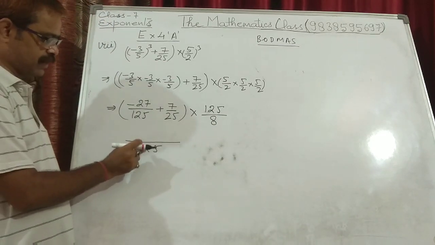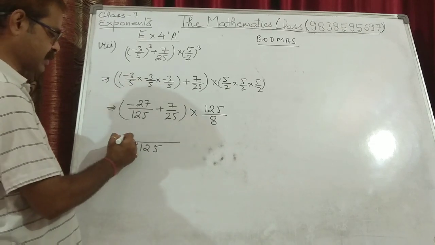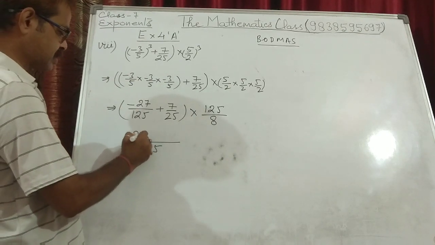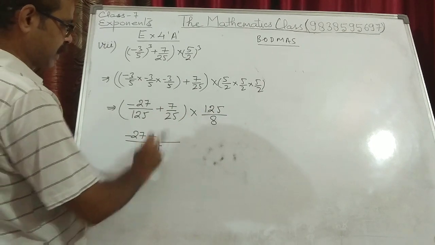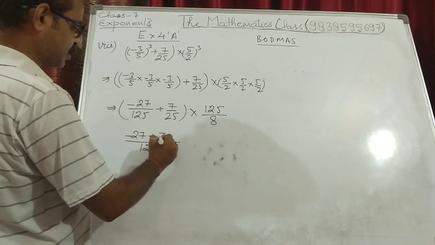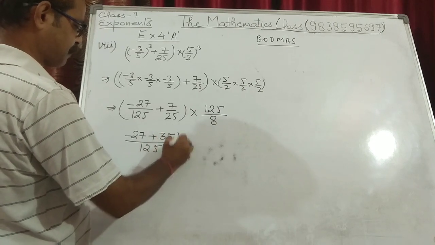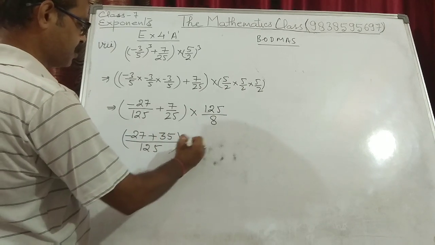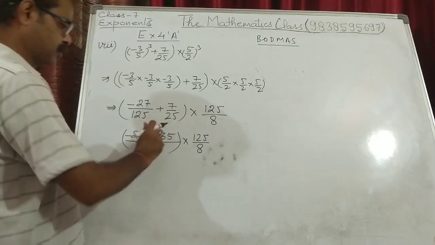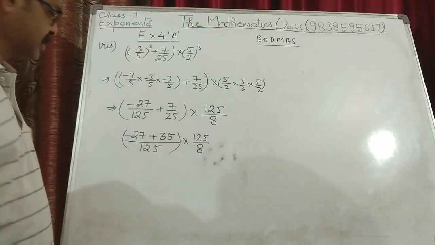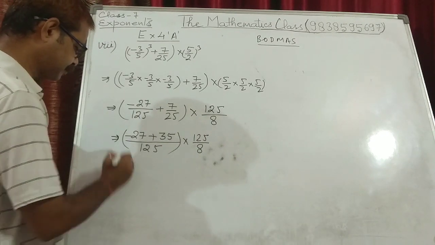125 divides 125, you will get 1. 1 into minus 27 is minus 27, plus 25 into 5 is 125. So 5 times 7 is plus 35. This total into 125 upon 8. Now 35 minus 27 is, I think, 8.